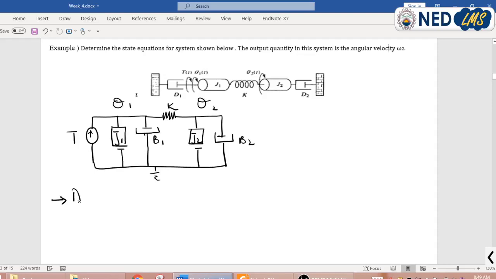So I can write at node theta 1: the input torque is basically T, and the reactive torque due to this input is the torque due to J1 plus torque due to B1 plus torque due to K. This is my equation number 1.